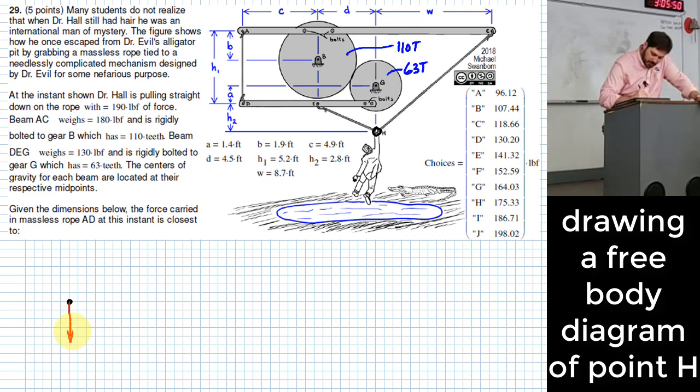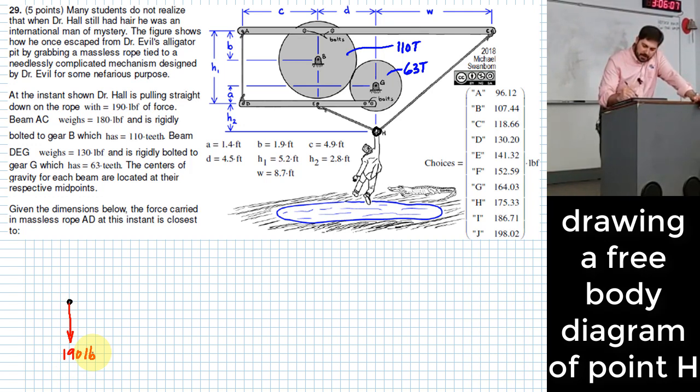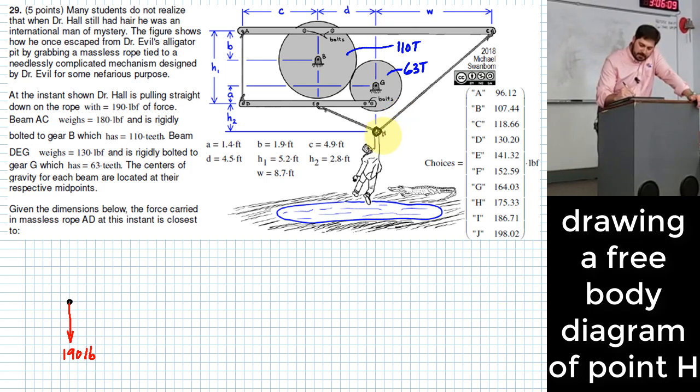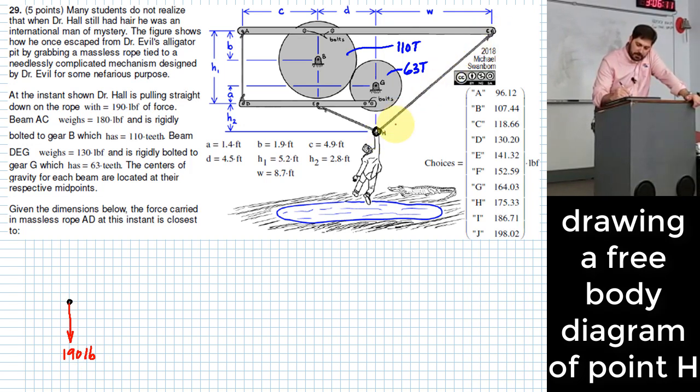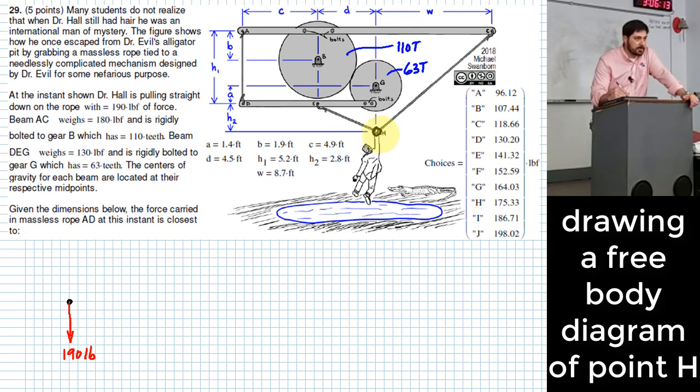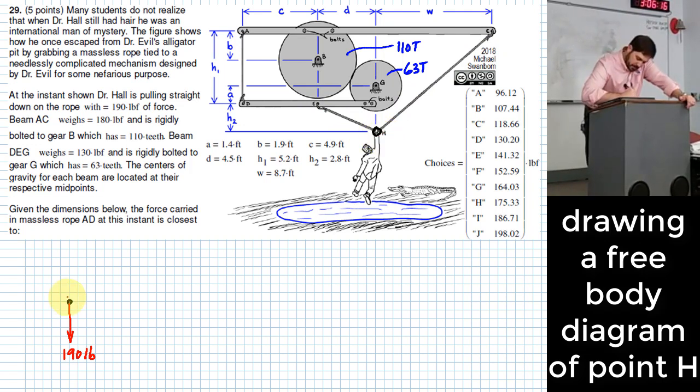Okay, we have the weight coming down because Dr. Hall is pulling down there on point H. How hard is he pulling? 190 pounds. What other forces act on that little chunk of rope? You've got a tension on the rope that extends. Which one should we do first? Because you've got two different segments of rope. Which one do you want to do first? The left one.